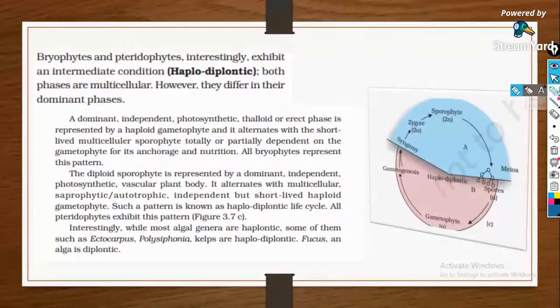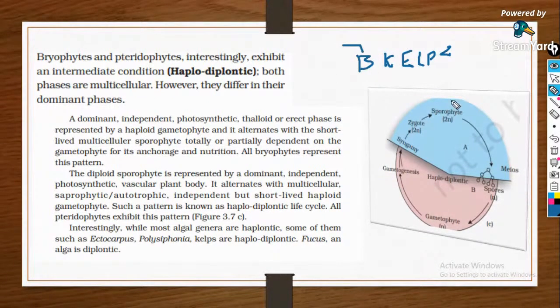Next, haplodiplontic. Haplodiplontic, it is B kelp square. That is B for bryophyte, K for the giant algae, that is the kelp, E for Ectocarpus, L for Laminaria, P for pteridophyte, and one more P for Polysiphonia. That's all for this alternation of generation. Okay, alternation of generation is complete.